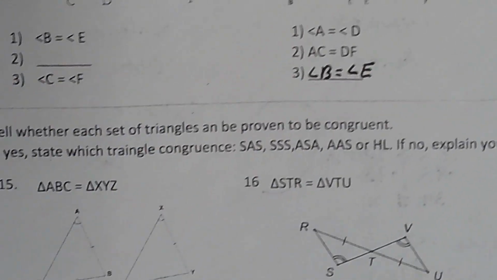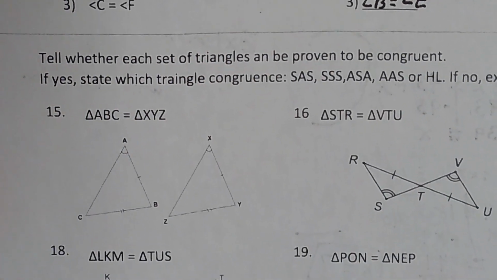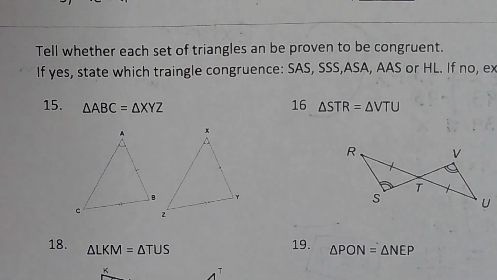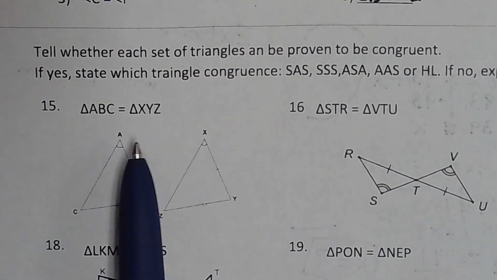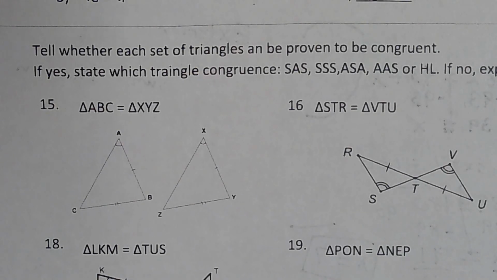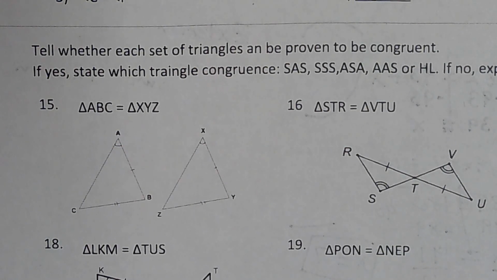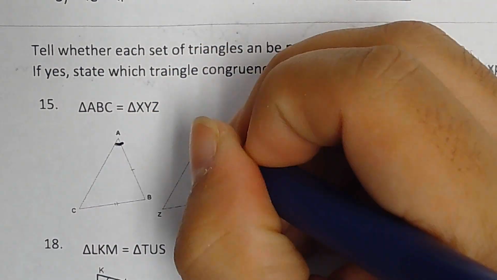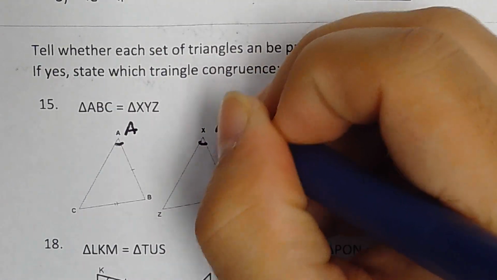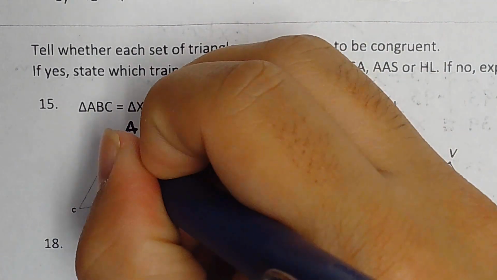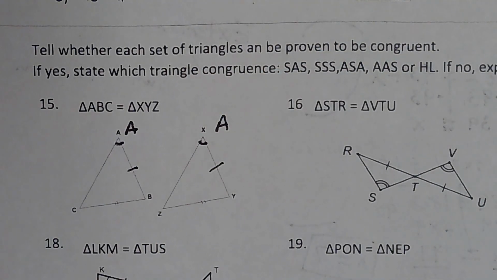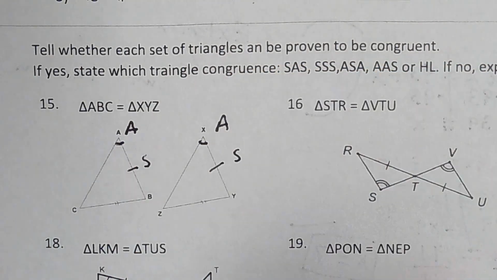All right, moving on to 15. All right, so we have to prove these are congruent by SAS, SSS, ASA, AAS, or HL. Okay. So at the beginning, I told you these triangles are equal. So first, I have arcs here. So that's going to be A and A. If I have single lines like this, what does that imply? What letter? S. S and S, side and side.